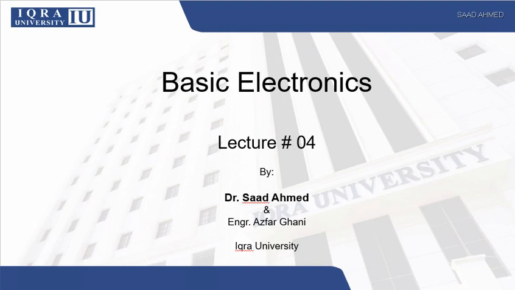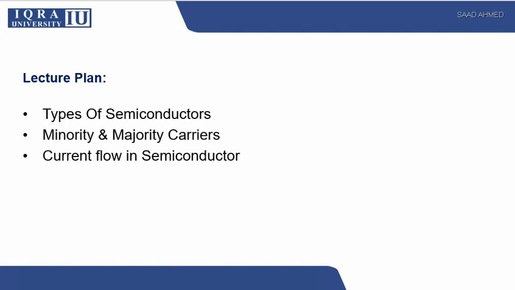This is the fourth lecture of the basic electronics course. I'm Dr. Saad Ahmad. Today we'll be discussing the types of semiconductors which we started in our previous lecture. Then we will talk about minority and majority carriers, and finally the current flow in semiconductors. We did the basics in the previous lecture, and now we are going to discuss these in detail.